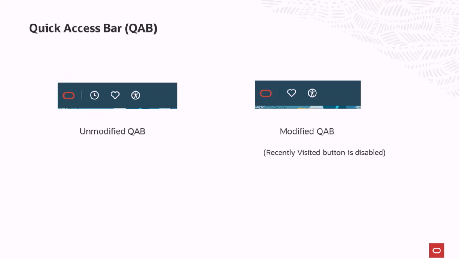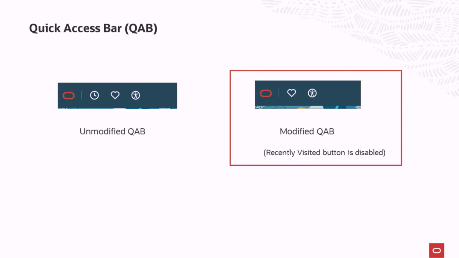The Quick Access Bar, or QAB, gives users fast access to common actions such as recently visited, favorites, and accessibility. In PeopleTools 8.63, administrators get more control over which QAB buttons appear. That means customers can simplify the bar, reduce visual clutter, and tailor the experience through configuration instead of custom PeopleCode or CSS. In this example, the modified QAB displays only favorites and accessibility.